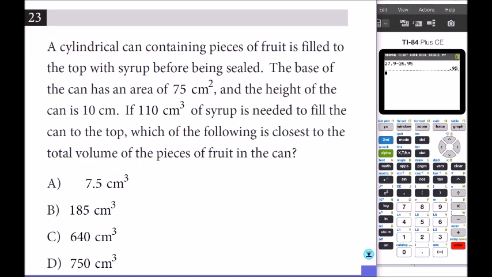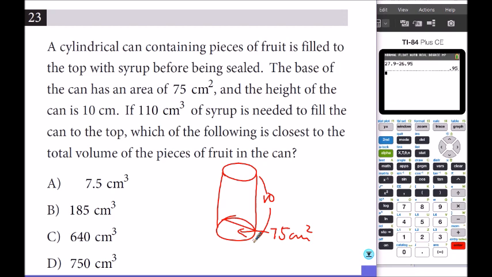A cylinder can containing pieces of fruit is filled to the top with syrup before being sealed. The base of the can has an area of 75 centimeters squared, so it's a cylinder can, and the area of the base is 75 centimeters squared. And the height of the can is 10. If 1/10 of the syrup is needed to fill the can to the top, which of the following is closest to the volume of the pieces of fruit in the can?